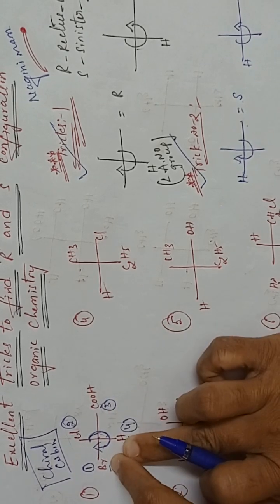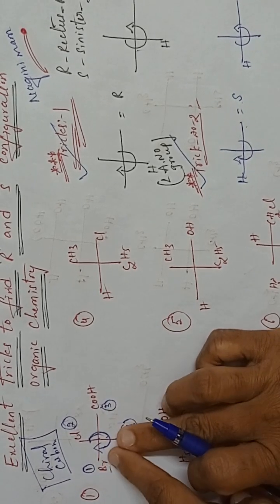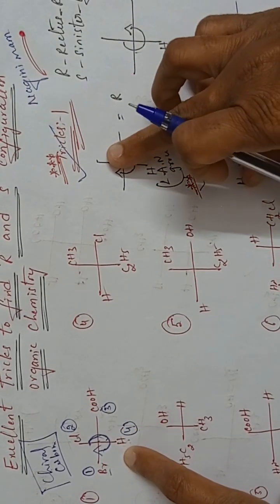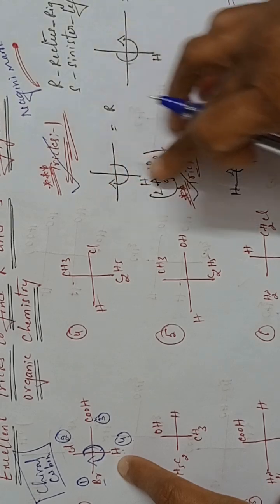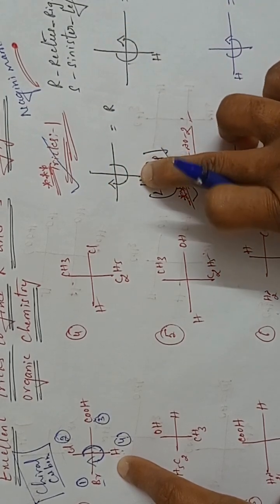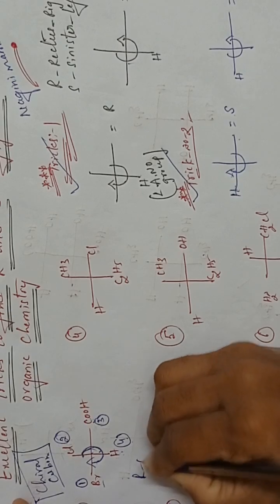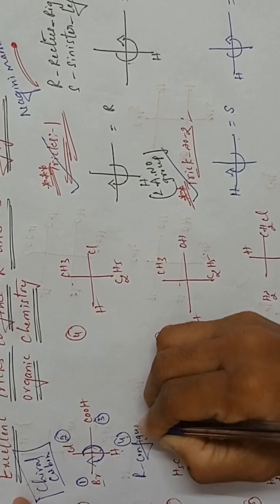Clear? This is the clockwise direction. So the hydrogen atom is on the vertical line. Hydrogen, see here, this is trick number 1: the hydrogen atom is on the vertical line. Vertical line, clockwise direction. Which configuration? R configuration. Over. Clear? Very easy.